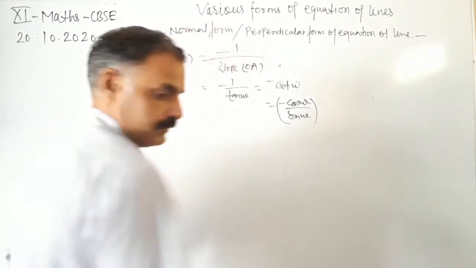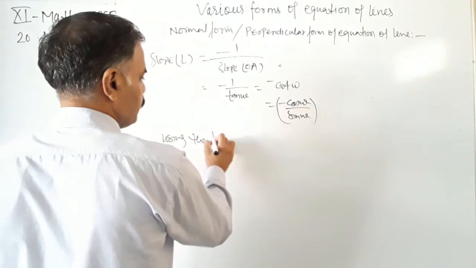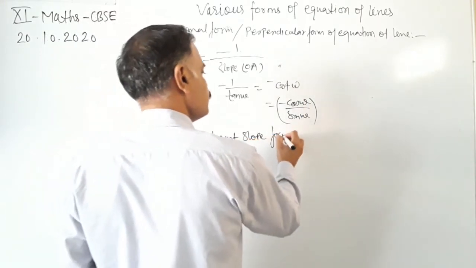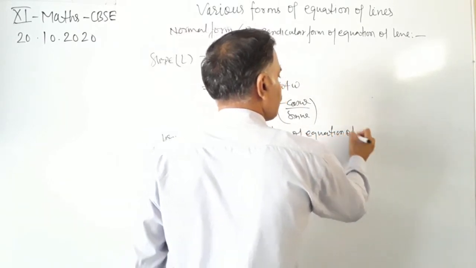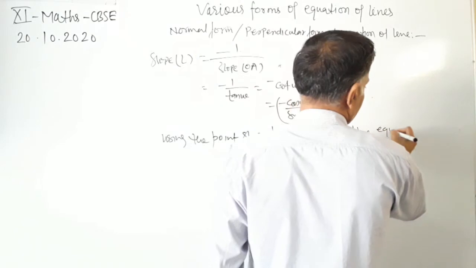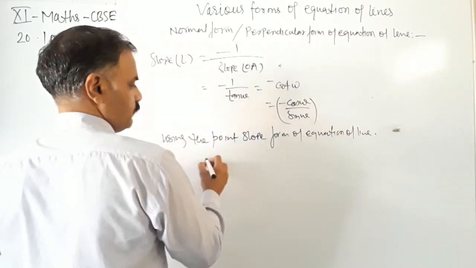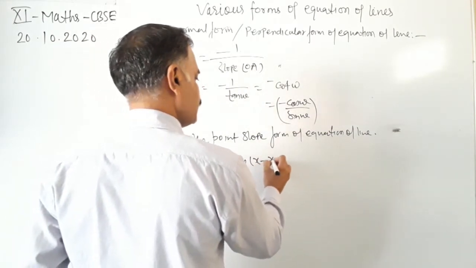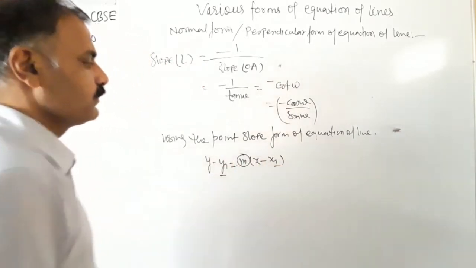Using the point slope form of equation of line. Equation of line: y minus y1 equals n into x minus x1, where x1, y1 are the point and n is the slope.